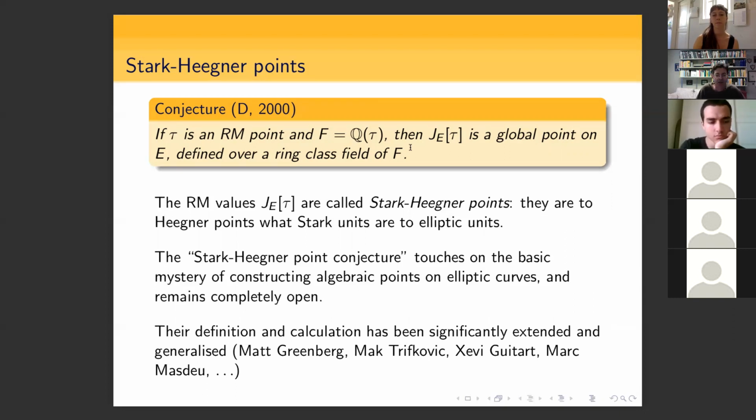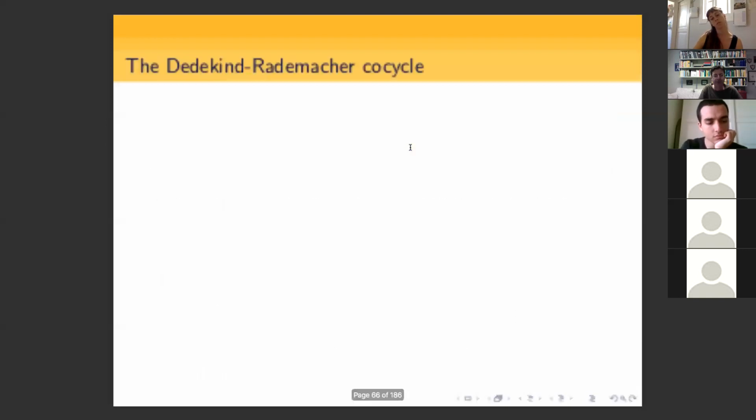Now, the definition and calculation of these Stark-Heegner points has been significantly extended and generalized. There's been a lot of work by Matt Greenberg, Matt Kyzkowicz, Xevi Guitart, and Marc Masdeu, who did a lot of lovely work extending the method to other settings and developing very good algorithms for computing these points in practice. So there's, of course, a lot of experimental evidence that this conjecture is true, as you all know.